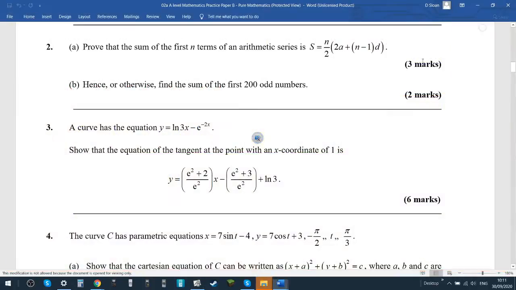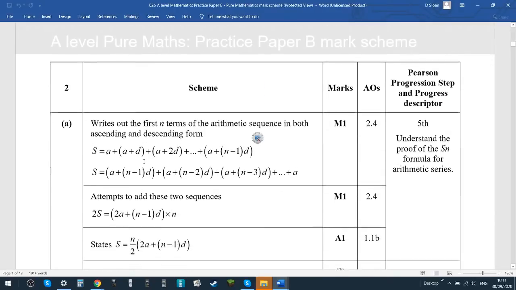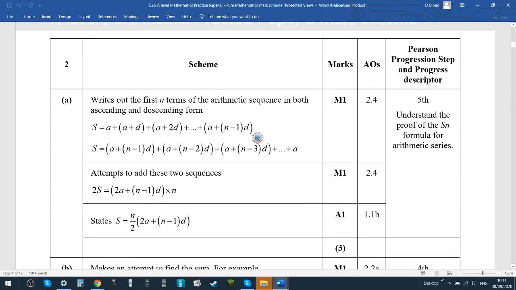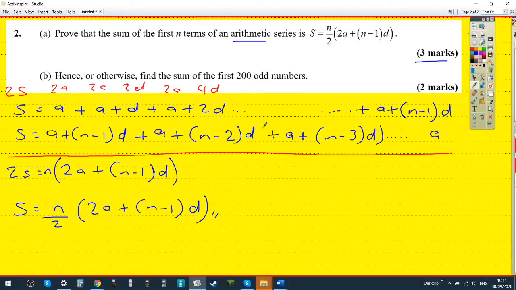So it's 3 marks. I just want to see 2a plus n minus 1 d times n, and I'd probably just try to memorize the steps. They're in the book, arithmetic series proving the formula. But 3 steps are: write the sequence first to last. Then write it again but in reverse order, last to first. Add the 2 together, factorize out n, and then divide both sides by 2.